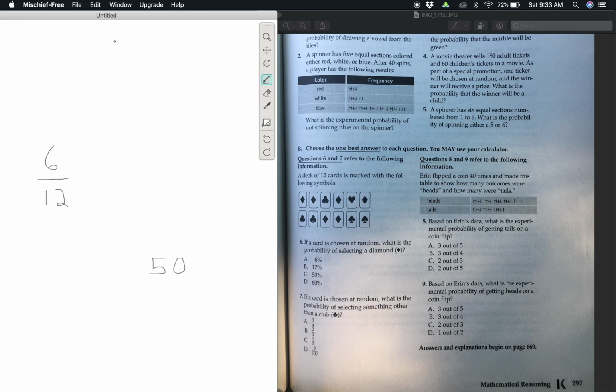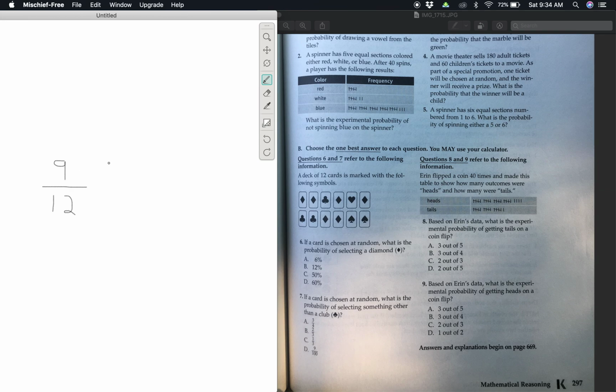Okay, now, number 7. If a card is chosen at random, what is the probability of selecting something other than a club? So we have three clubs here. Okay, which means 12 taken away 3 is 9. The probability of selecting something other than a club is 9 over 12, which can be simplified.